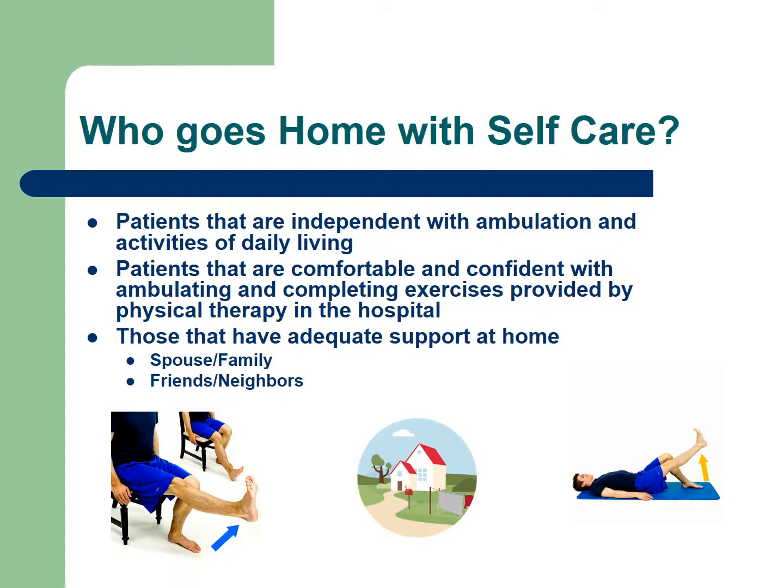Who goes home with self-care? Patients that are independent with their ambulation and most of their activities of daily living are those that are appropriate to go home with. Those are patients who are able to get in and out of bed on their own, up and down from a toilet or a chair on their own, and get dressed or do their activities of daily living, which means morning routine type of activities, getting washed up and whatnot. Those patients are ideal for going home.